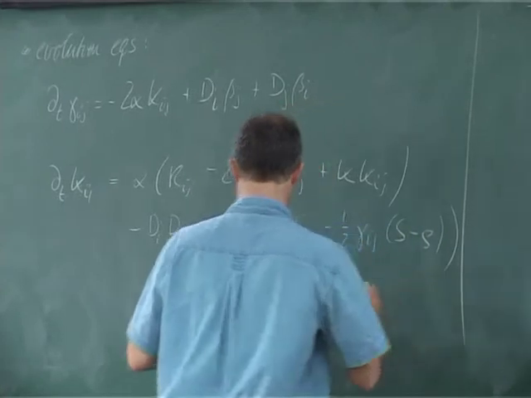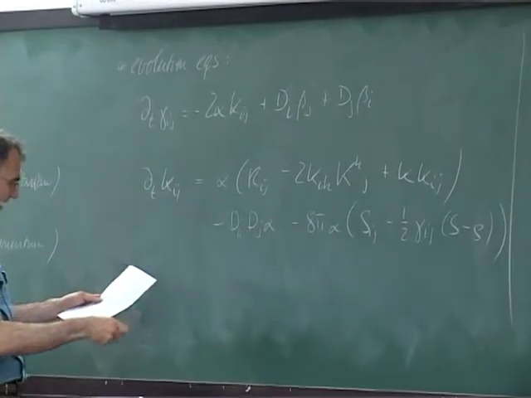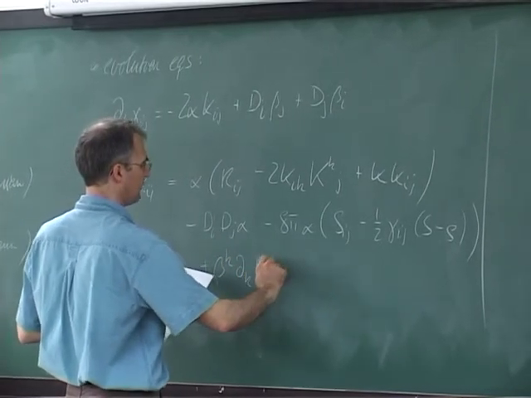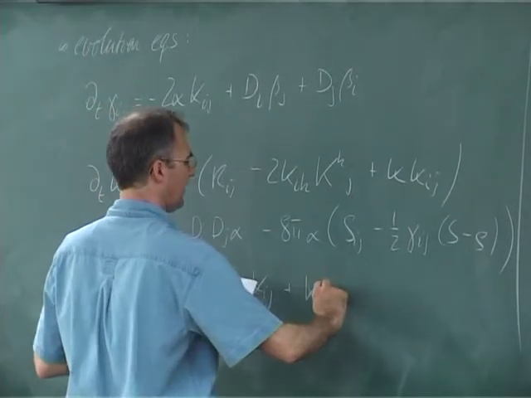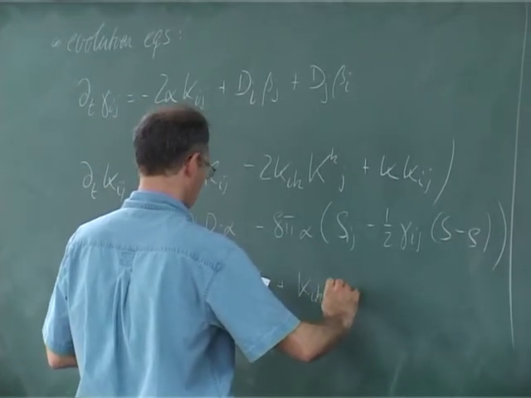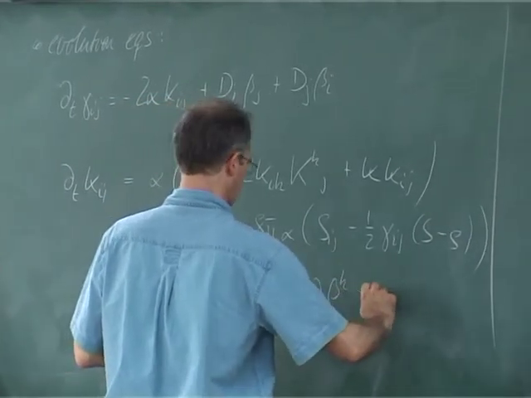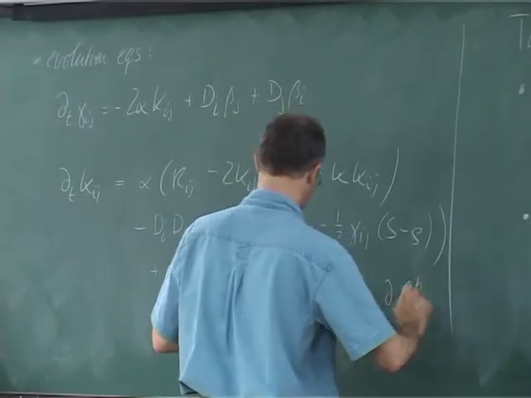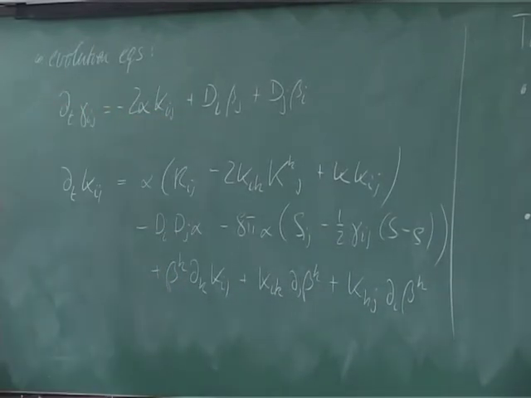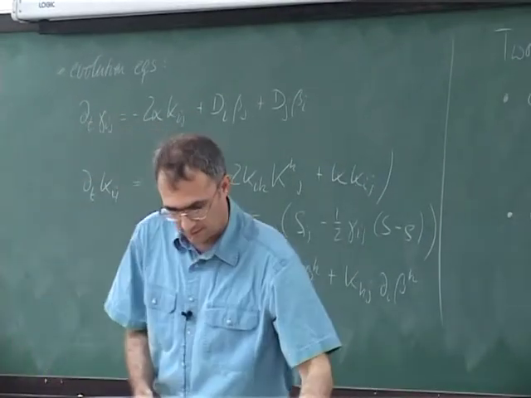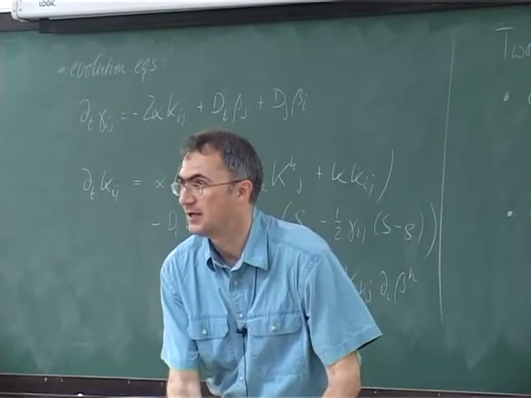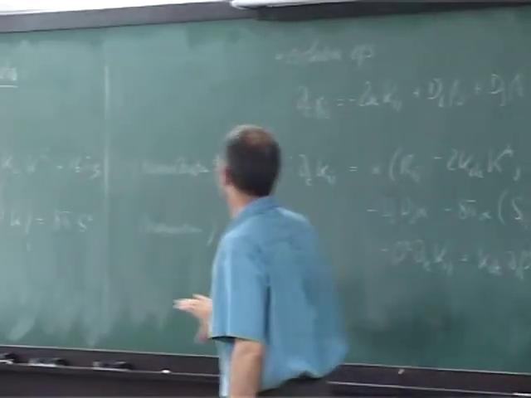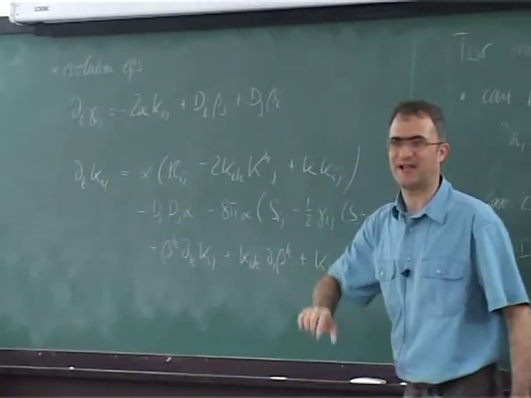That's good. And then I have the Lie derivative of K_ij along beta, and I can write this out in partial derivatives if I like to, plus K_ik partial_j beta^k plus K_jk partial_i beta^k. Okay? And this completes the set of ADM equations. So now we've written the constraint equations as this. We've written the evolution equations as that.